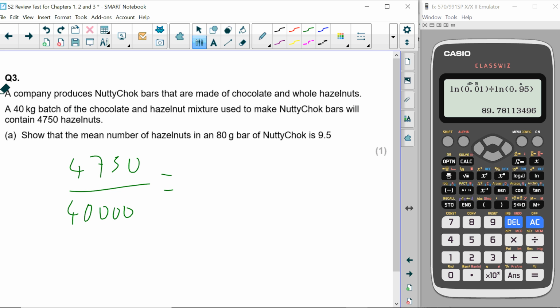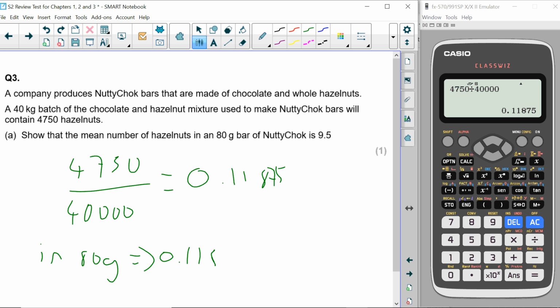Well, that's the same as doing on my calculator 4750 over 40,000, and I've got 19 over 160, or 0.118750. That's how much we expect to see in general. For every gram of chocolate, there is going to be that many hazelnuts. Well, that means that if I've got an 80-gram bar, we're expecting to see 0.11875 multiplied by 80. If I go and times this by 80, I am left with 19 over 2, or 9.5, which is what they wanted.